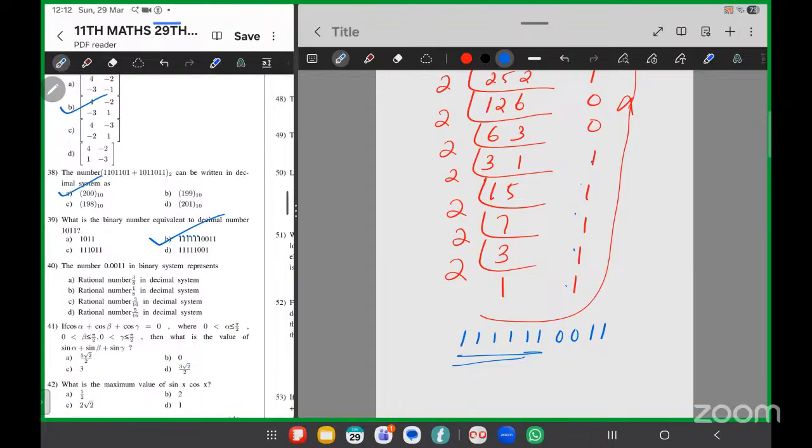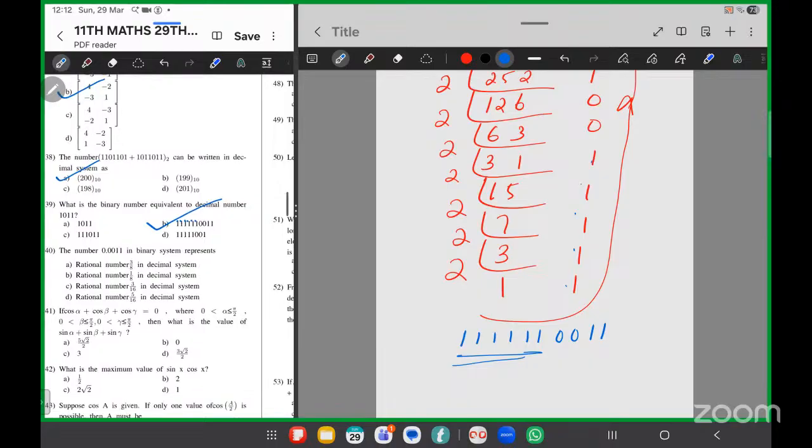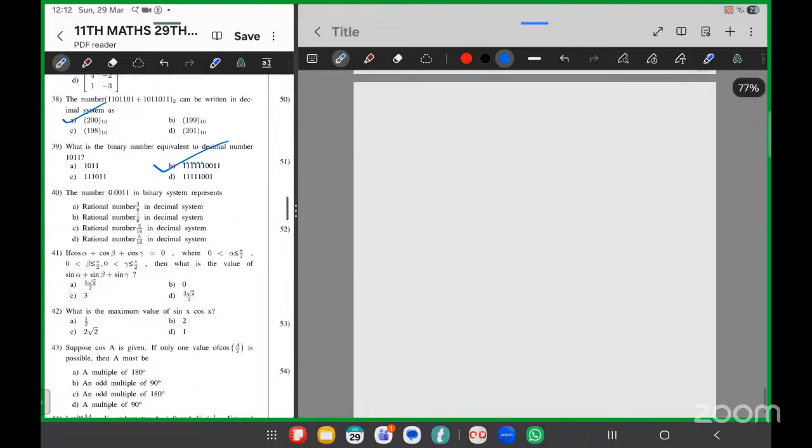Question number 40. If cos alpha plus cos beta plus cos gamma equal to 0, where alpha is less than or equal to pi by 2 and greater than 0, beta is also less than or equal to pi by 2. What is the value of sin alpha plus sin beta plus sin gamma?